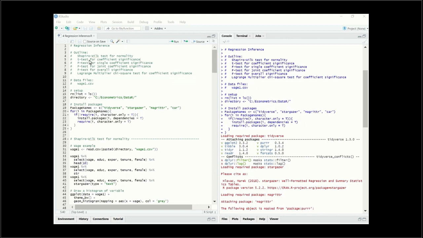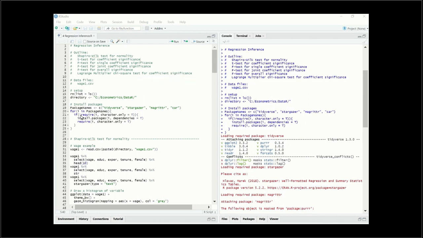And then we're going to talk about t-tests for coefficient significance, the various f-tests, either for a single coefficient significance, joint coefficient significance, or overall significance. And we will conclude with the Lagrange multiplier chi-square test for coefficient significance.